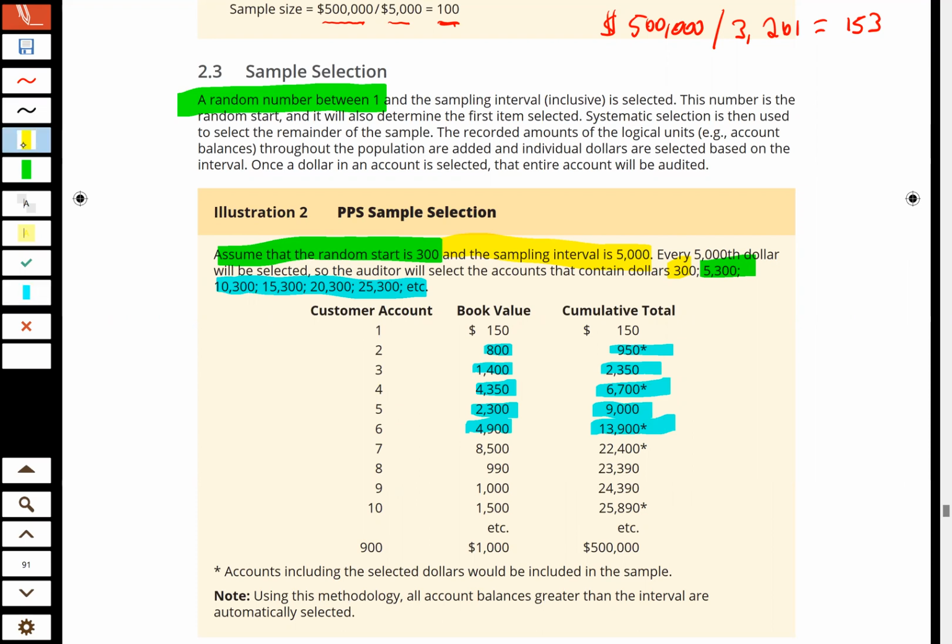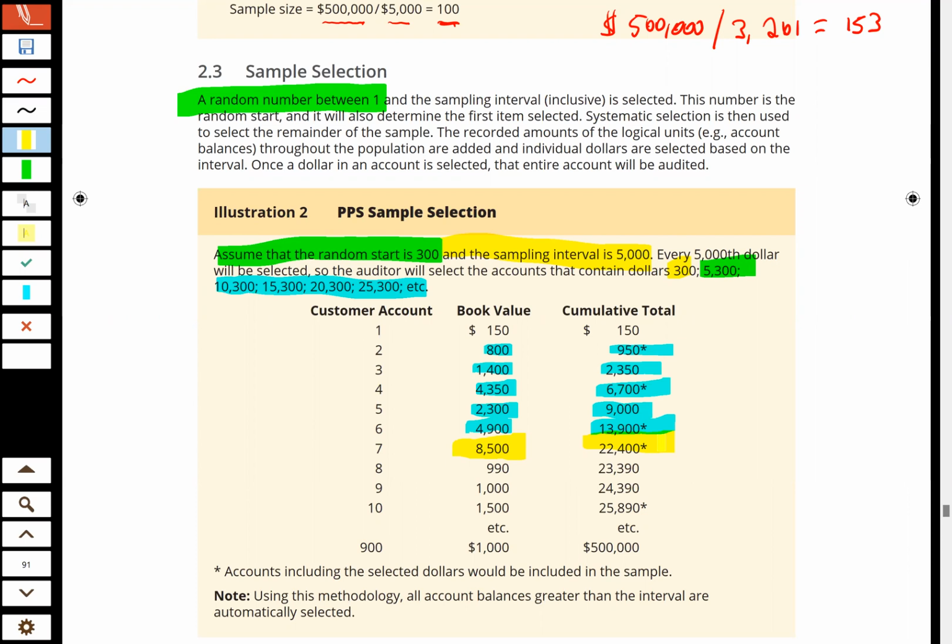So if you were floating off, come back to me, because what happens? Now we add in this 8,500 item. I know this one's going to be selected because it's bigger than the interval. Any item that is equal to or bigger than the interval has to be selected, right? So I add in the 8,500 and it comes up to 22,400. This one had, and I was looking for my 15,500, but it also had my $20,300 in there, didn't it? So when I send out this confirmation, I'm actually testing two dollar units here instead of just one, and so on.